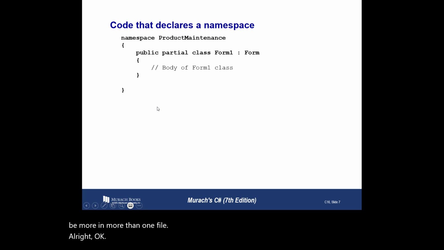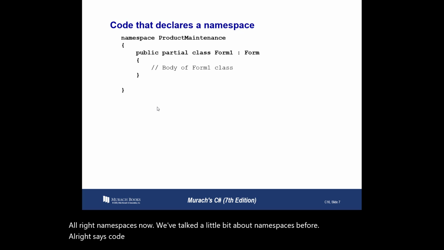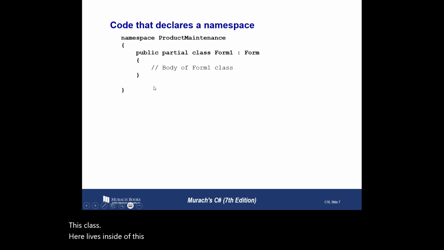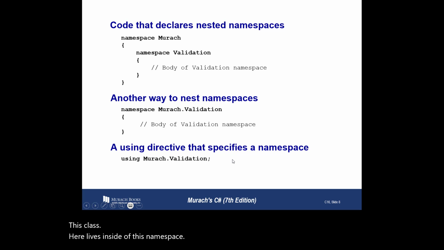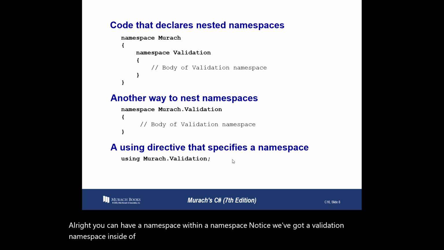All right. Namespaces. Now, we've talked a little bit about namespaces before. All right. It says code that declares a namespace. Well, what this says basically is that, in this case at least, this class here lives inside of this namespace. All right. You can have a namespace within a namespace. Notice we've got a validation namespace inside of a Muroc namespace. All right. What's the advantage of doing that?